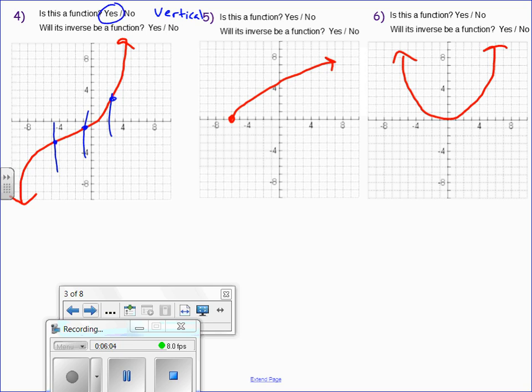Now when they ask, will its inverse be a function, that's when you perform the horizontal line test. To perform the horizontal line test, you lay your pencil down horizontally, making sure it only touches at one place at any given time. And this would actually also pass the horizontal line test. So it is a function and its inverse will be a function.